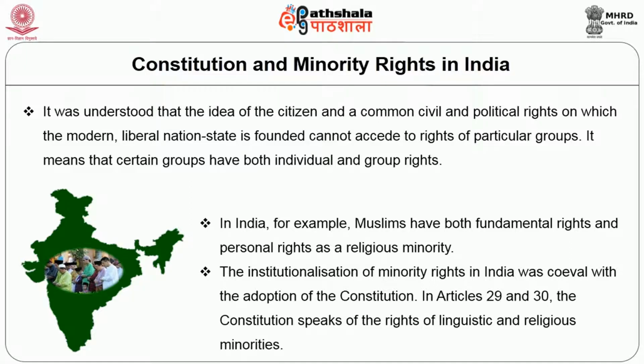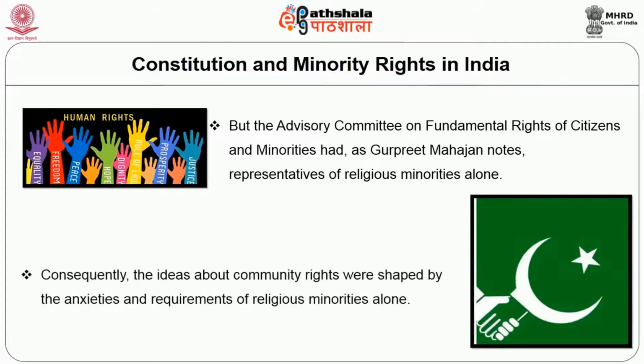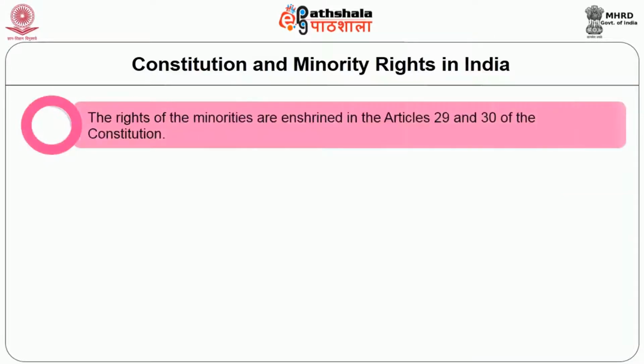In Articles 29 and 30, the Constitution speaks of the rights of linguistic and religious minorities. But the Advisory Committee on Fundamental Rights of Citizens and Minorities had, as Gurpreet Mahajan notes, representatives of religious minorities alone. Consequently, the ideas about community rights were shaped by the anxieties and requirements of religious minorities alone. The rights of the minorities are enshrined in Articles 29 and 30 of the Constitution.